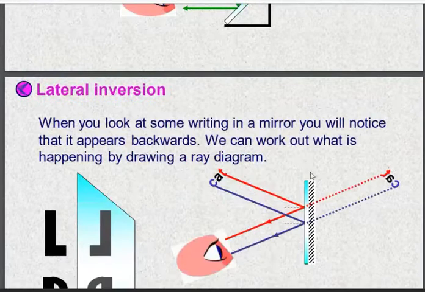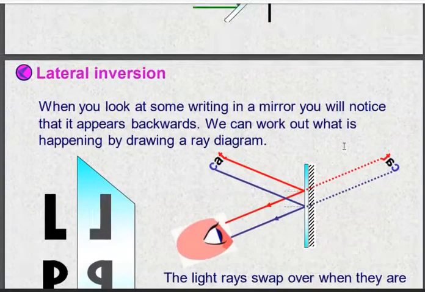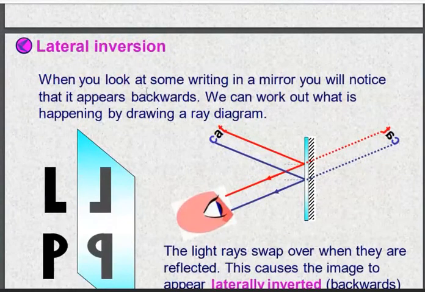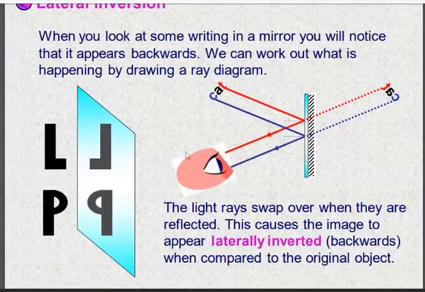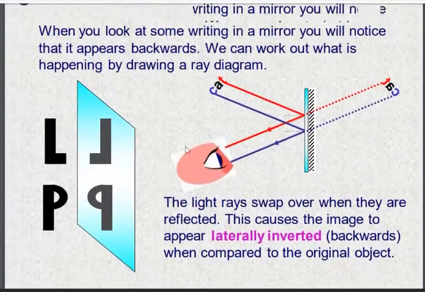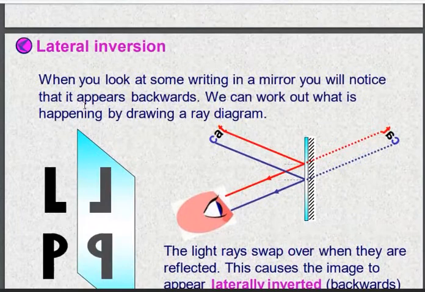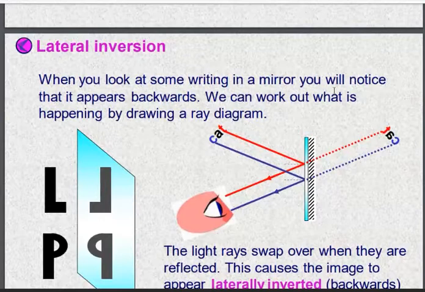Now, with reflection in a plane mirror, there is a phenomenon called lateral inversion. That means if an object is in front of a plane mirror, then the image of the same object appears inverted. This is called lateral inversion, sidewise inversion. When you look at some writing in a mirror, you will notice that it appears backward.